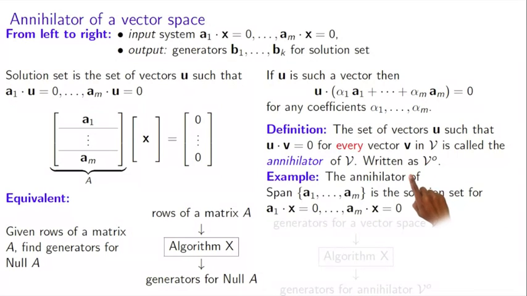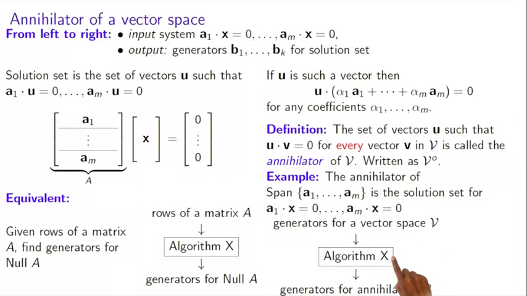The annihilator of V is written as V with an O as a superscript. For example, the annihilator of the span of vectors a1 through am is the set of vectors having zero dot product with every linear combination of a1 through am, which is just the set of vectors having zero dot product with a1 through am, which is the solution set of the homogeneous linear system a1·x = 0 through am·x = 0, which is the null space of the matrix with rows a1 through am. So we can interpret our mysterious algorithm X as an algorithm that, given generators for a vector space V, outputs generators for the annihilator of V.